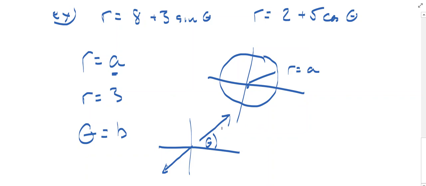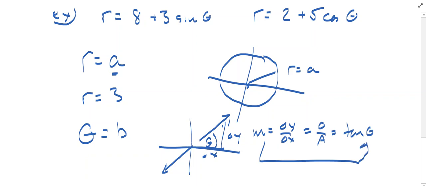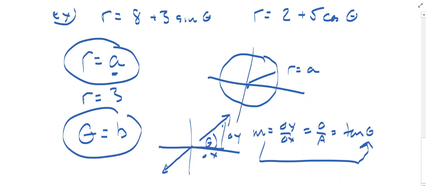And the slope, which we know is the change in y over the change in x, is also the opposite side of a right triangle over the adjacent side, which is defined as the tangent of theta. So the slope is the tangent of theta. So these are two very simple equations: theta equals some constant and r equals some constant.